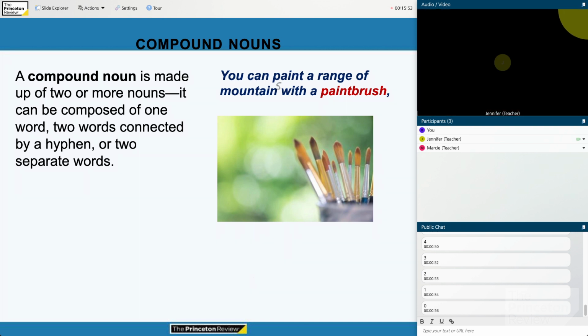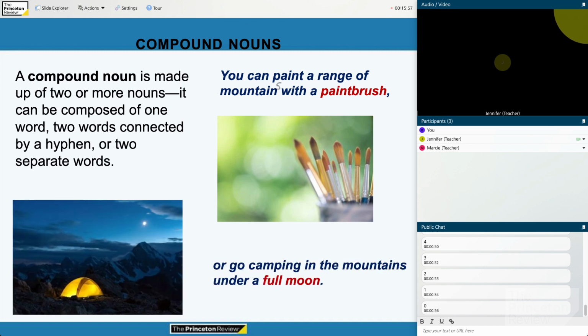To create paintbrush. And you can also go camping in the mountains under a full moon. So full moon here is an example of a compound noun. In this case, it's two words that are separated, but it's just one thing. And full is not being used as an adjective here. The actual word is full moon.